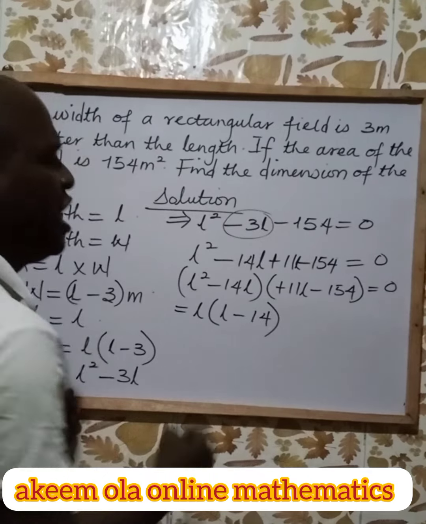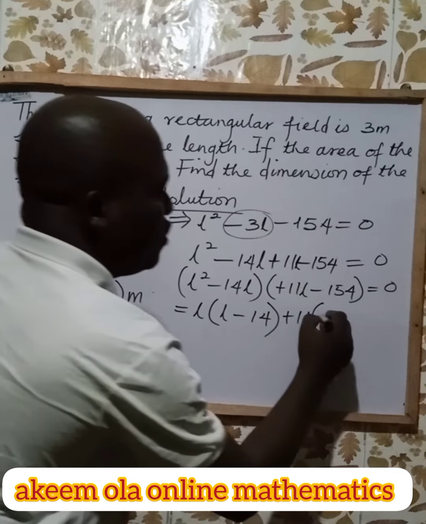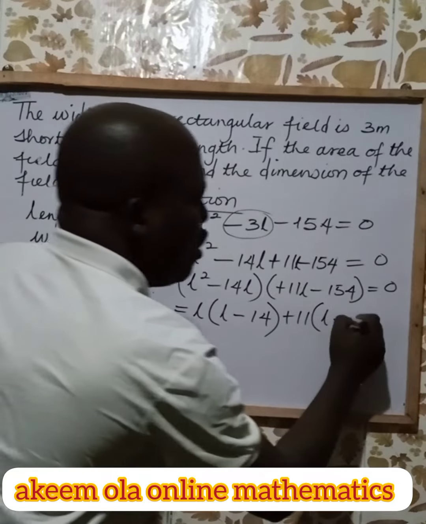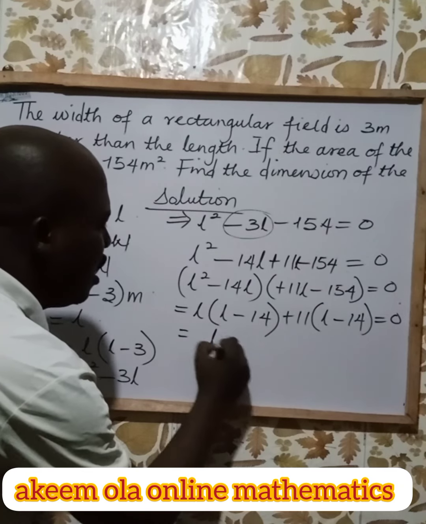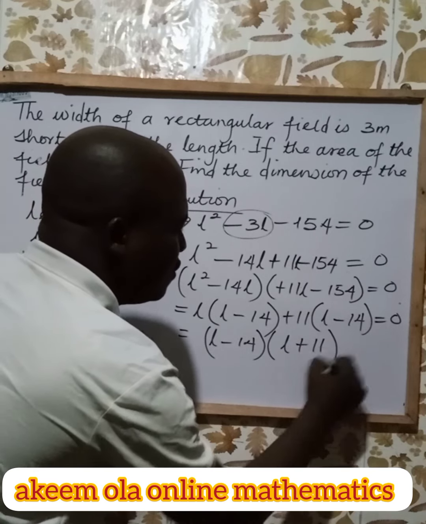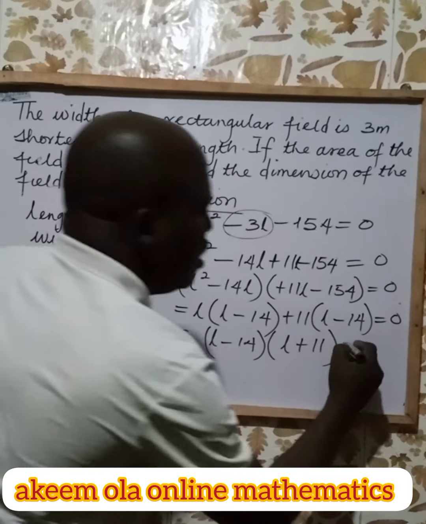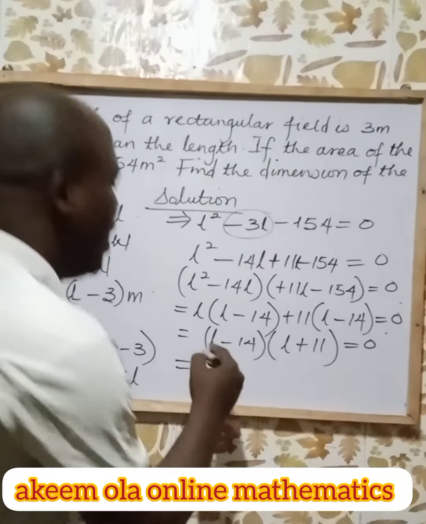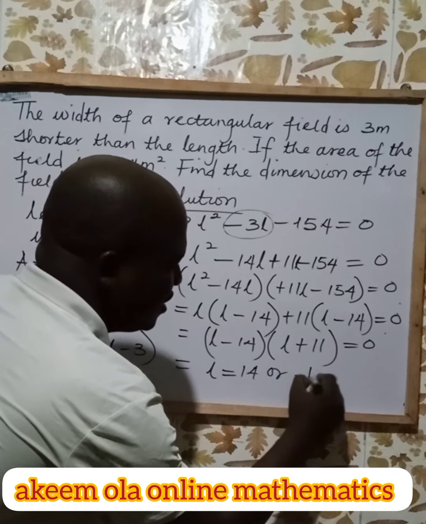Then what is common here? 11 is common, so we have plus 11 into 11L divided by 11, you have L, minus divided by plus, you have minus. 154 divided by 11, we have 14. This is equal to 0. So that will now give us L minus 14 into L plus 11 equals 0. You equate both brackets to 0. So our L will now be equal to 14 or minus 11.